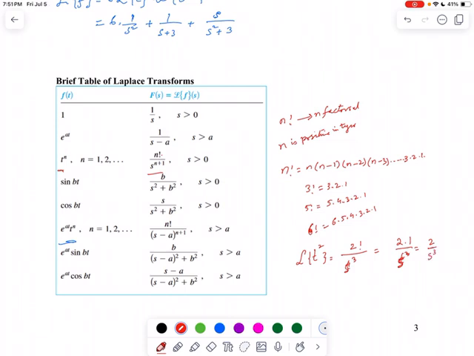So it will be 2 over s cube. If you have t, then your n is 1. So the Laplace transform of t will be 1 factorial, which is 1, divided by s to the 2, s square. So you get 1 over s square. Okay.